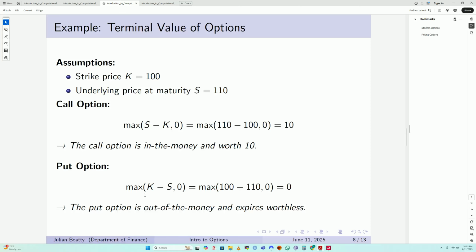However, if it were a put, the payoff would be $100 minus 110. That gives you negative 10. So in that case, you wouldn't exercise the option, and it would just be worthless. So you would just take 0, which is higher than negative 10, and your payoff would be 0.